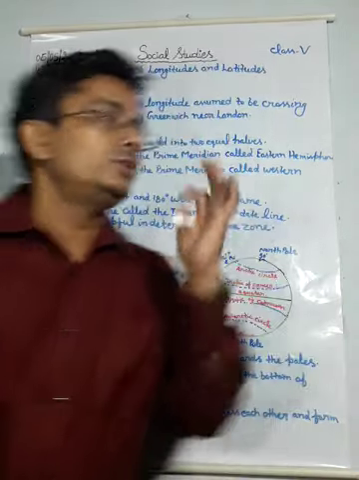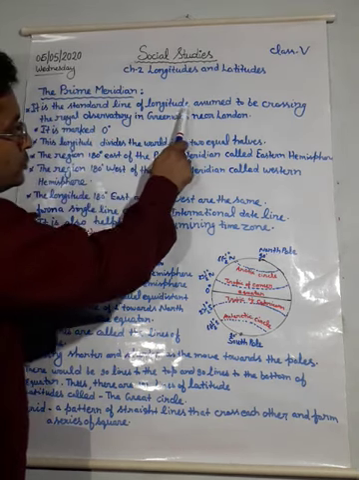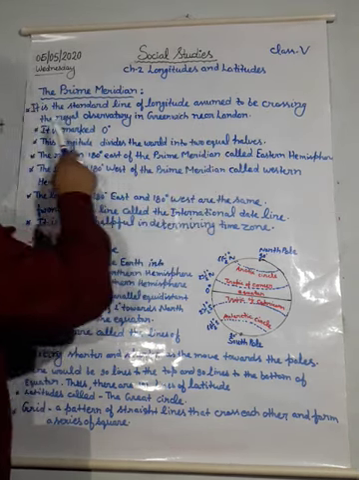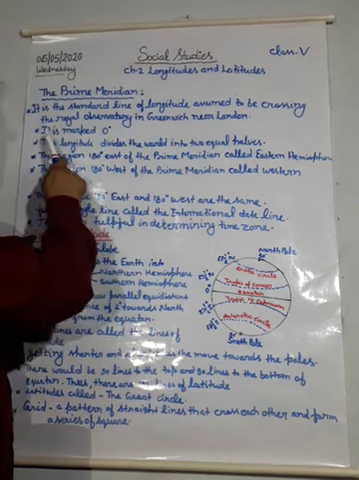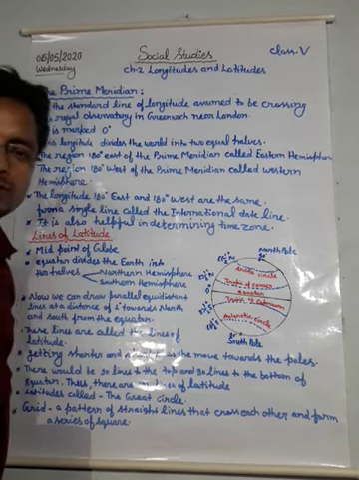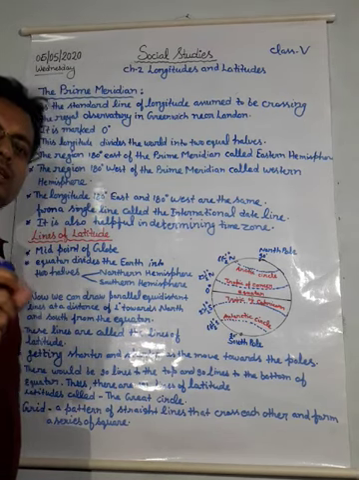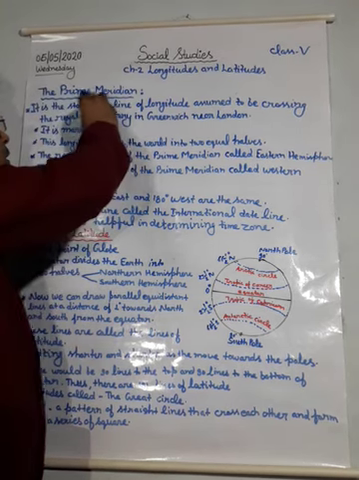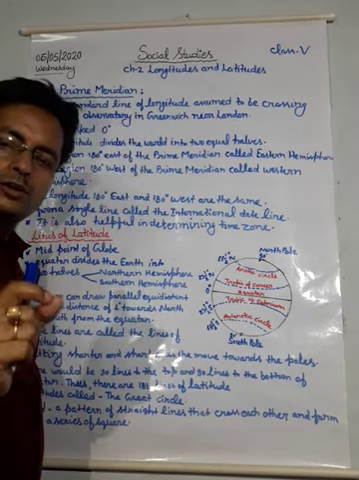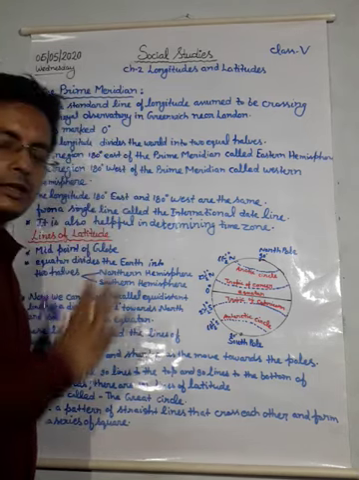So you can see here, it is the standard line of longitude assumed to be crossing the Royal Observatory in Greenwich near London. It is marked 0 degree, that's why it is also called the 0 degree line. So the common names are prime meridian, Greenwich line, or 0 degree line.